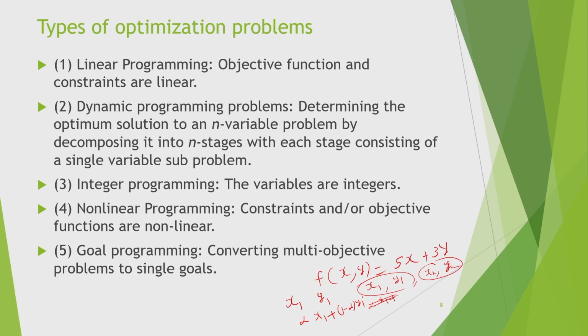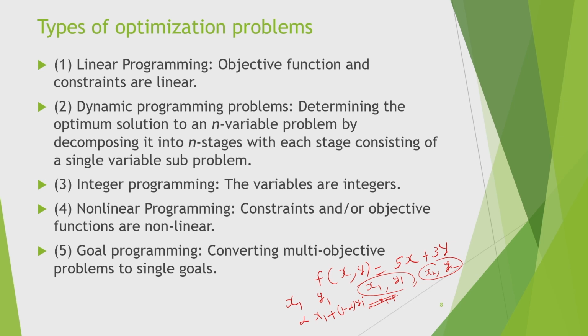Then we have dynamic programming problems. It is determining the optimum solution to an n variable problem by decomposing it into n stages, with each stage consisting of a single variable subproblem. So we can break it down into a number of stages, that is dynamic programming. But right now all focus is on linear programming. Integer programming is also linear programming, but the variables are integers. That restriction is there, that you cannot take other real values, they have to be integers.